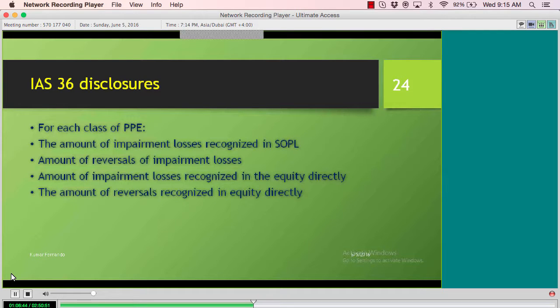Disclosure for each class of property, plant and equipment, just like the intangibles, tangibles also, you have to show the impairment losses and any reversals of losses. Maybe last year you had an impairment loss, but this year you have recovered it, so that can be brought back. Any impairment loss recognized in equity directly, all those things must be shown. So these are a few things that we need to know about IAS 36.